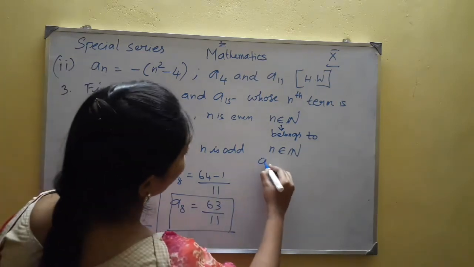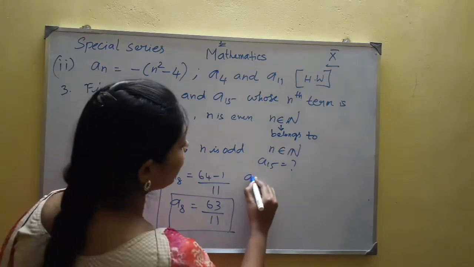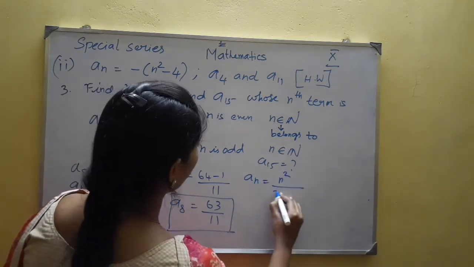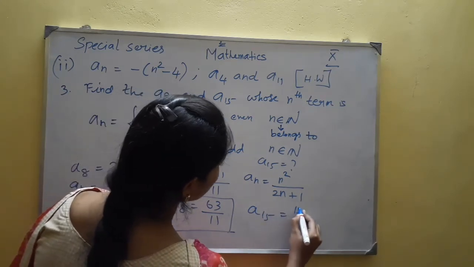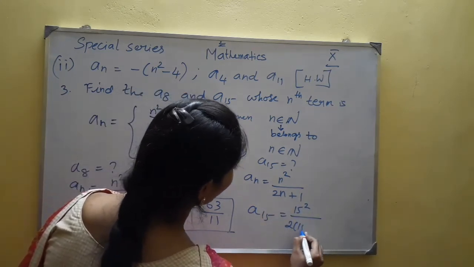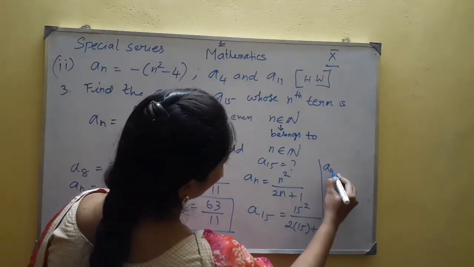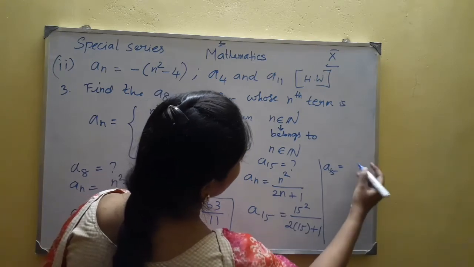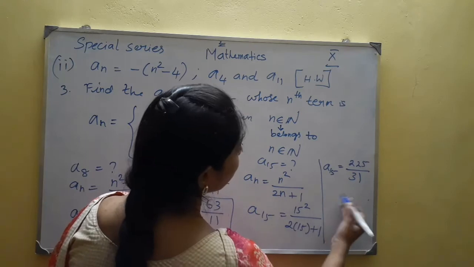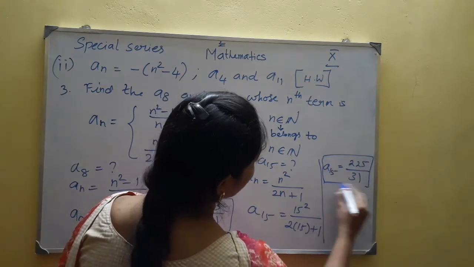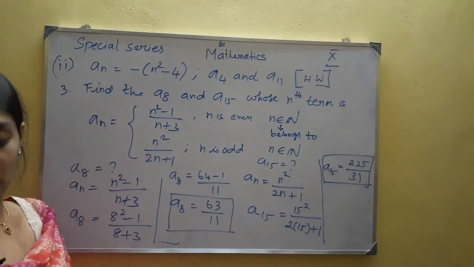So A15, if you want to find, means your n value is 15. This is odd. So what is your nth term here? n square divided by 2n plus 1, no? A15 is 15 square divided by 2 into 15 plus 1. So what is your 15 square value? 15 square is 225, divided by 31. So this again cannot be divisible. This is a prime number. So your 8th term value is found and the 15th term value is found.